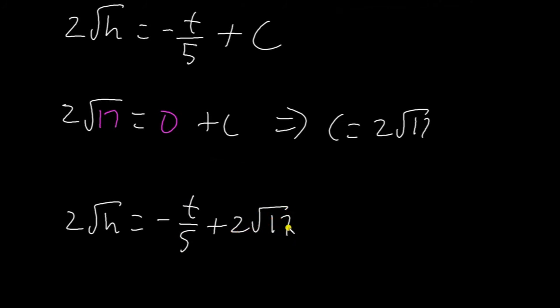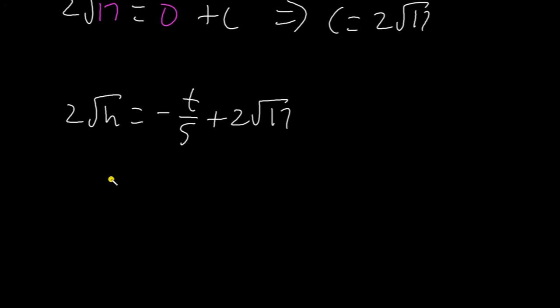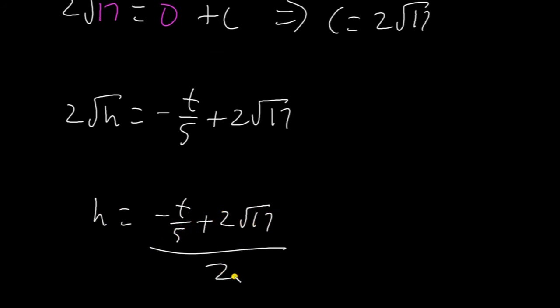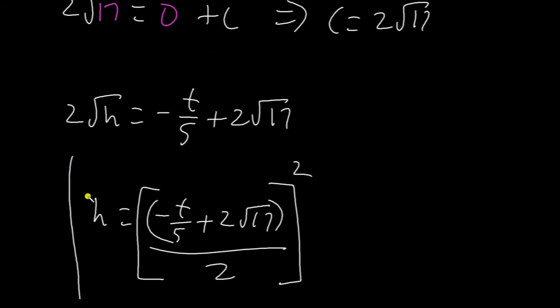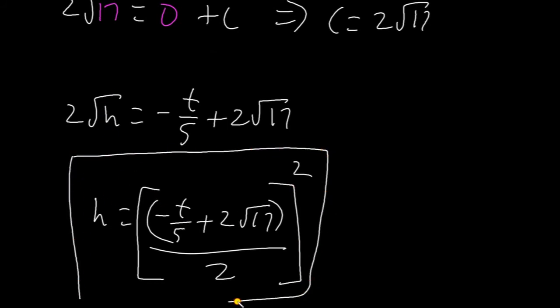And then if we wanted to solve this for h, we'll divide everything by 2 first of all, and then square it. So h is negative t over 5 plus 2 square root of 17. First we divide that whole thing by 2, right? And we take that entire thing and we square it, because it's a square root here. And that is solved for h.